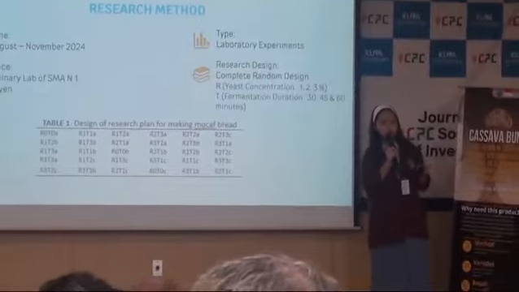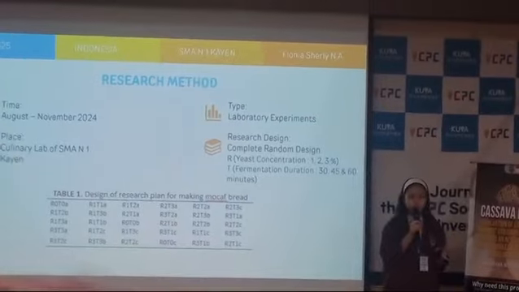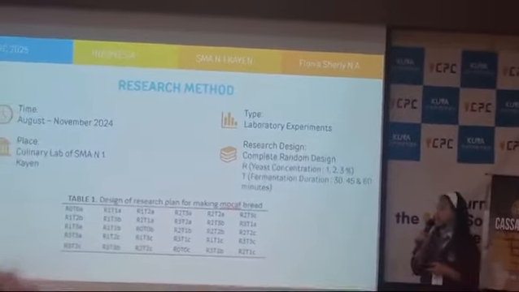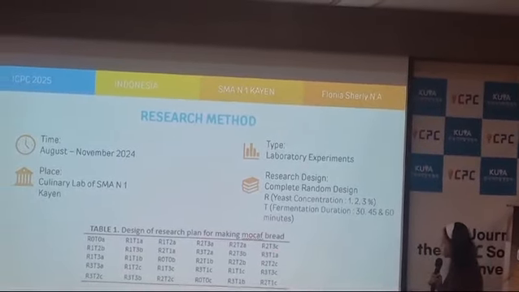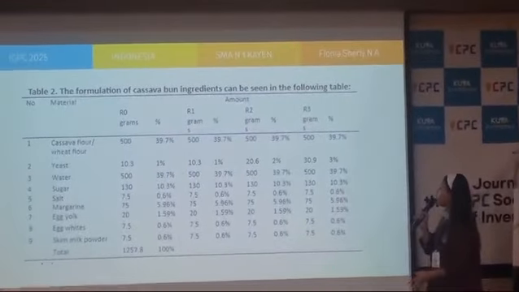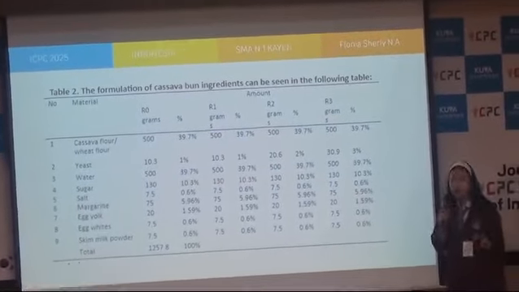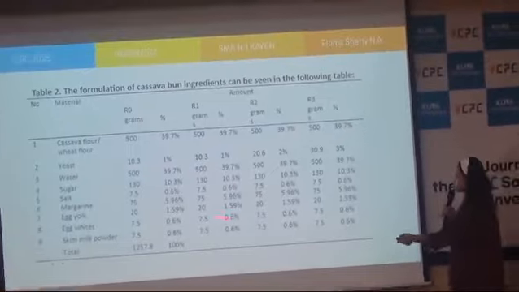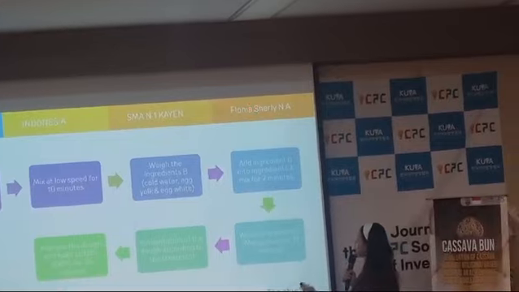This research used a complementary randomized design or CRD in combining variation in yeast concentration or R with fermentation duration or T. The research design can be seen as follows. The tools and materials can be seen as follows. The formulation of cassava bean ingredient consists of cassava flour, yeast, water, sugar, margarine, egg, and milk. Cassava bean is made by following steps.